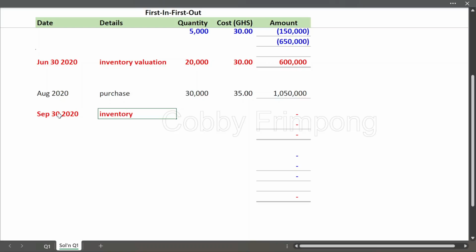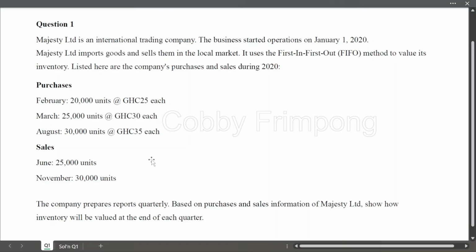Inventory valuation. We had 20,000 at 30. We show that first, 20,000 at 30, giving us 600,000. And what we bought in August, 30,000 units at 35. So at the end of the third quarter, we had a total inventory valued at 1,650,000.